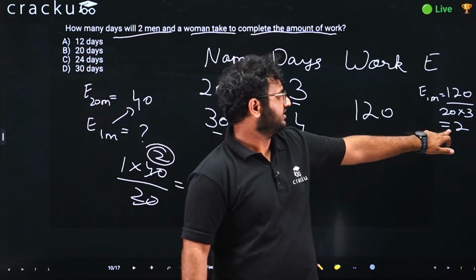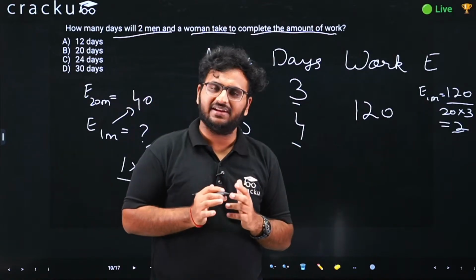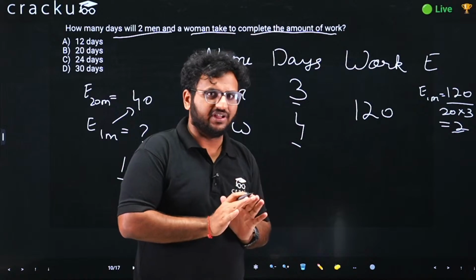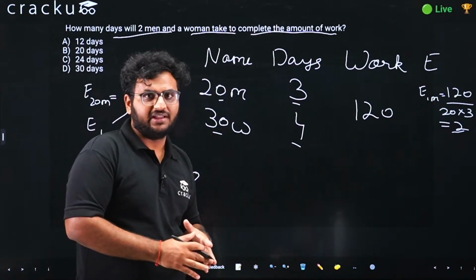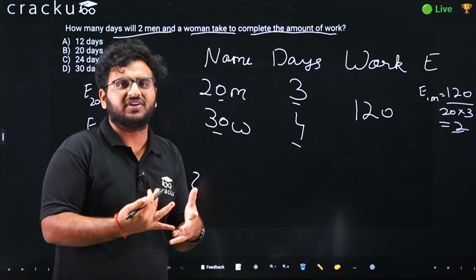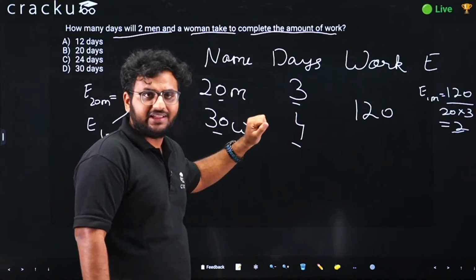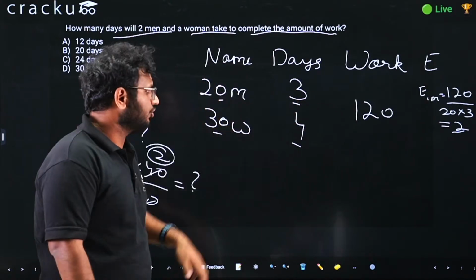So we got efficiency of 1 man equal to 2. Just imagine, if I complete 5 work today, and 10 more people like me are working on the same day, it would be 5 plus 5 plus 5, which is 5 into 10, equal to 50. So simply, if 20 men do 40, then 1 man is 40 by 20, which is equal to 2.